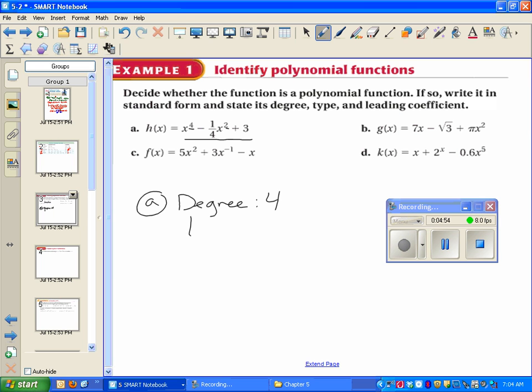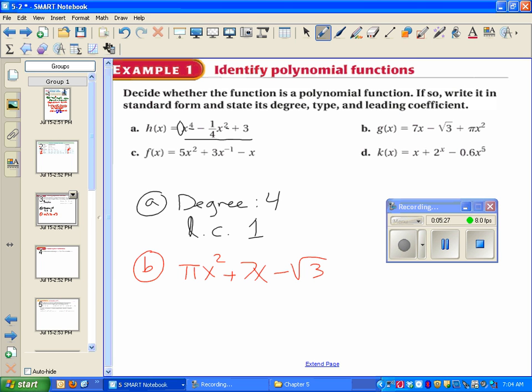And our leading coefficient, which I'm just going to abbreviate as LC, would be positive 1. So just that number in front, technically there's no number, so we call that 1. Part B is not in standard form yet. So we'll put it in standard form, but notice all my exponents are positive. So we have the pi x squared, that would go in front. 7x, there's nothing in front, so that's a positive 7x minus the square root of 3.